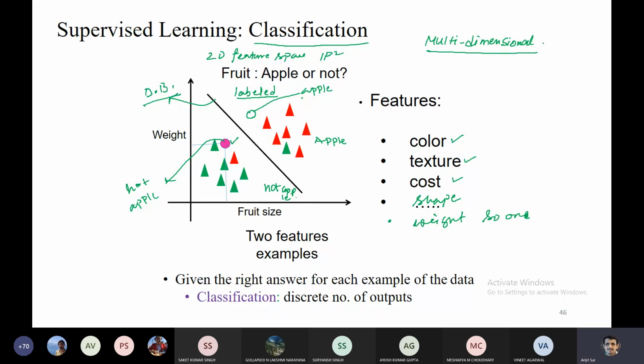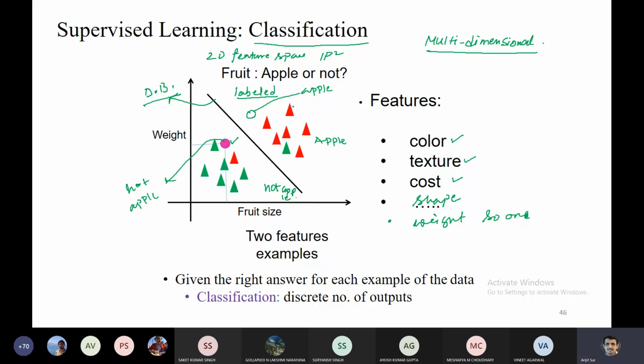Now, by virtue of what are we saying that? By this decision boundary. If it is on the left-hand side, it's not apple. Right-hand side is apple. So in any testing situation, we'll give any novel point of the same dimension, most probably from a similar distribution. So we can take it.